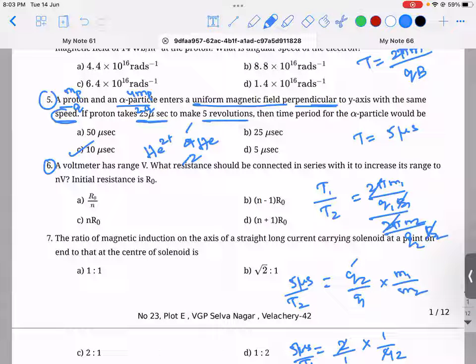So proton and alpha particle are commonly used terms in magnetic effects of current. If you see most of the questions, they would have been on that. And the radius of the circular orbit, be very careful with that. Otherwise, problems.